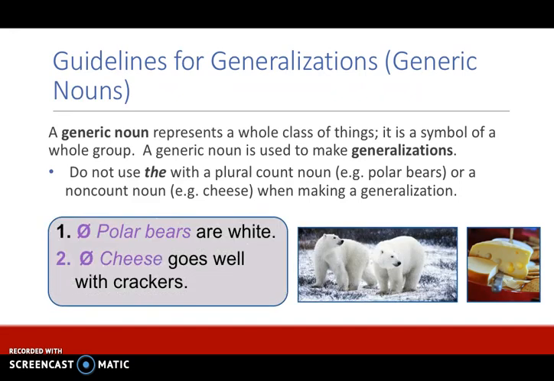Here are some examples. Polar bears are white. So polar bears is a plural count noun, so there is no article in front of it. This is a generic noun. This statement is a generalization. It's talking about all or any polar bears. Number 2, cheese goes well with crackers. So cheese is a non-count noun and it has no article in front of it. So this is generic. This statement is a generalization. It's talking about any cheese and all cheese.